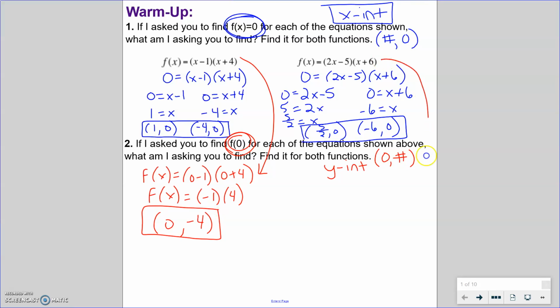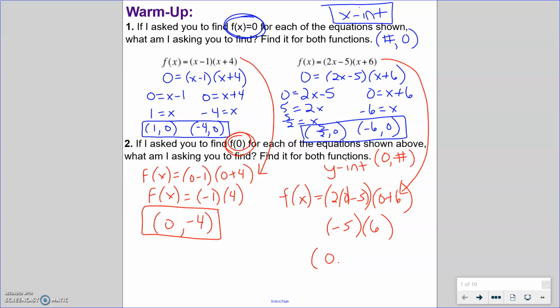If I do the same thing with this guy right here, I get f of x equals, plug in 0 everywhere I see an x. So 2 times 0 is 0. 0 minus 5 is negative 5. 0 plus 6 is 6. So that's going to give me negative 30. So my y-intercept is (0, negative 30).